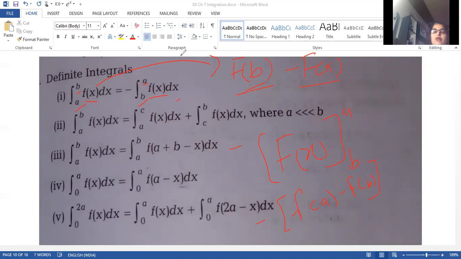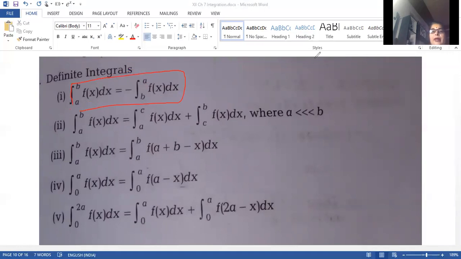So you can write it this way or that way, because in some questions, if you change this limit, you will get the answer very quickly. When you do the questions, then you will understand the properties. Right now we will just do the properties. When we apply them one by one, you will come to know how they are useful.